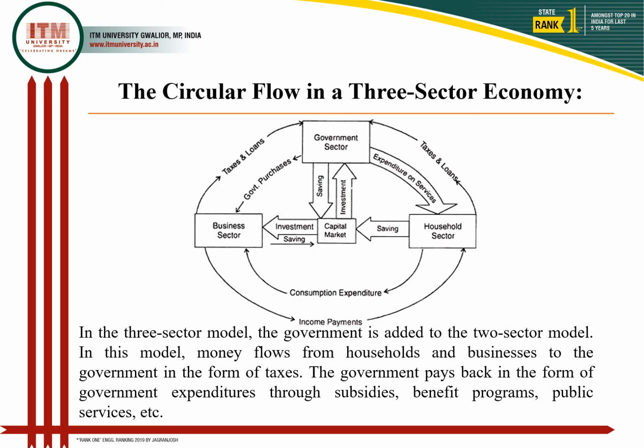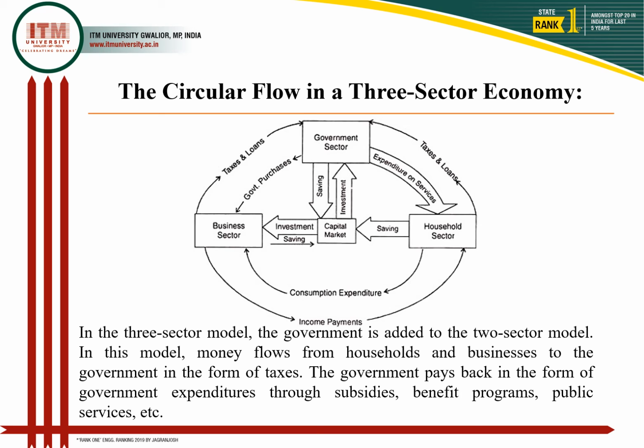So at the same time, the household is also going to do saving in the capital market. Similarly, the business. All have to go for saving in the capital market, and in return, there is investment in the business sector as well as the government sector by the capital market. So this is going to give a complete movement in the three-sector economy, right?